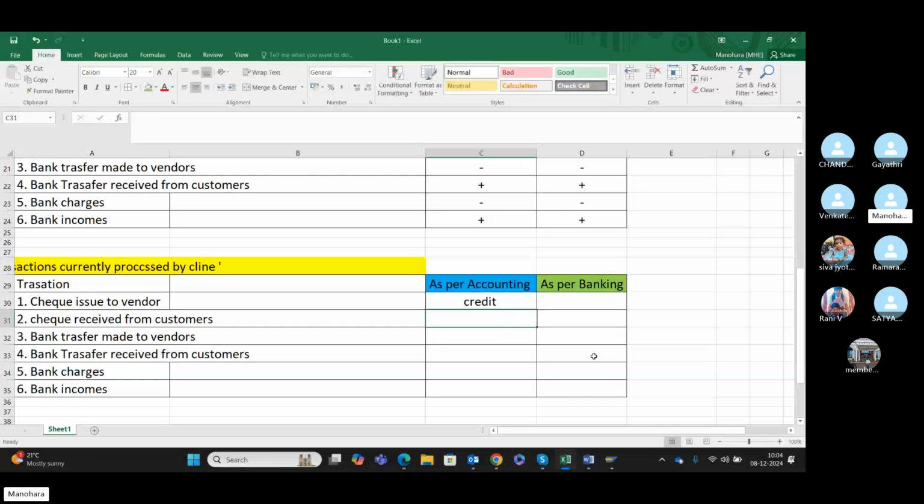So customer received check from customer. Customer is receiving the money. So amount is coming to the inside. Okay, so here debit. And the bank transfer made to vendor. So money is transferring to the vendor. So your account balance will reduce, right? So it's a credit.